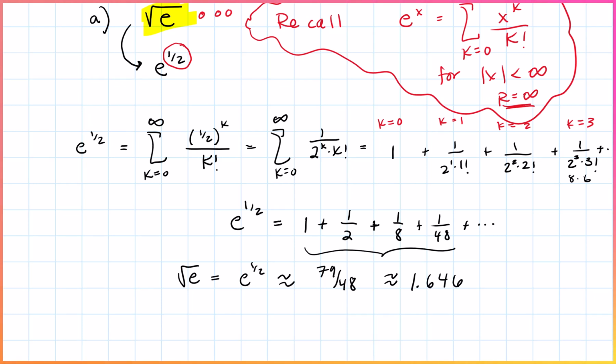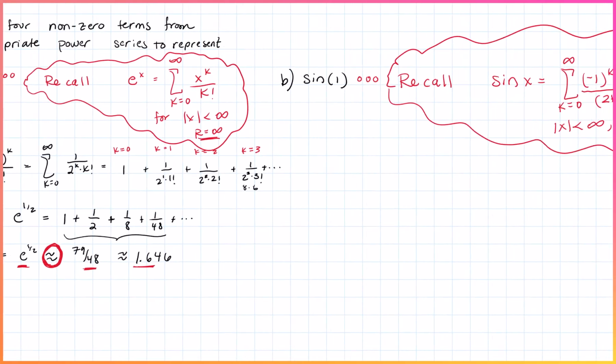1.646, which is actually pretty close if you plug the square root of e into your calculator. And we only had to do the first four non-zero terms. So it's kind of showing the power of power series, that we can get these approximations for irrational numbers by looking at these power series expansions. And in this particular case, we don't even have to go that far to be pretty close. I believe the actual value is 1.6487, so we're within two decimal places by just adding up four little terms of this power series. Okay, let's do one more.